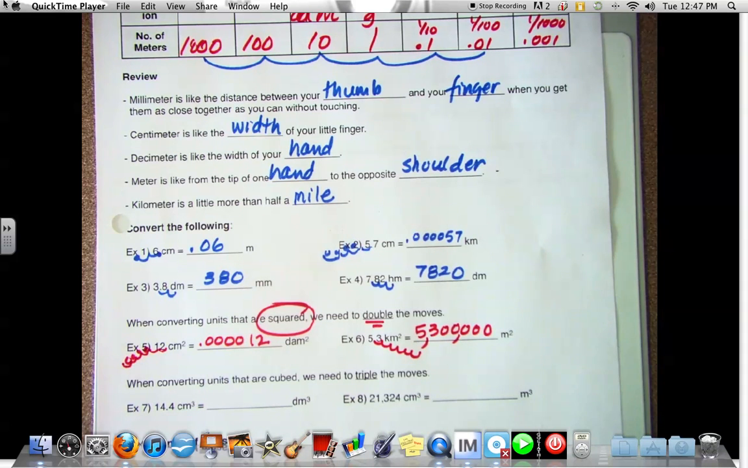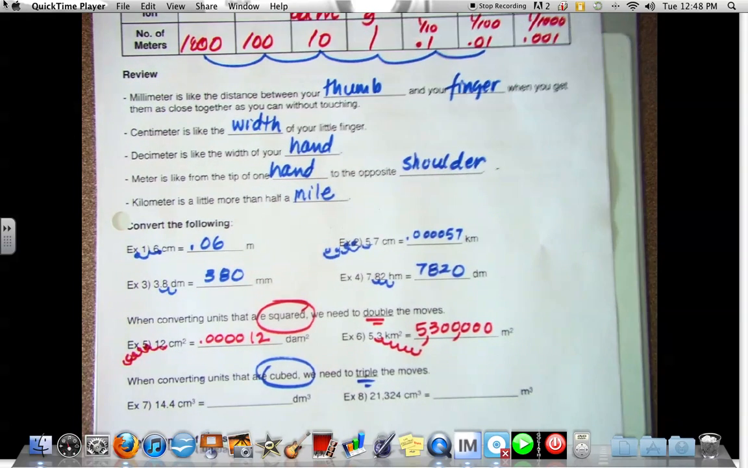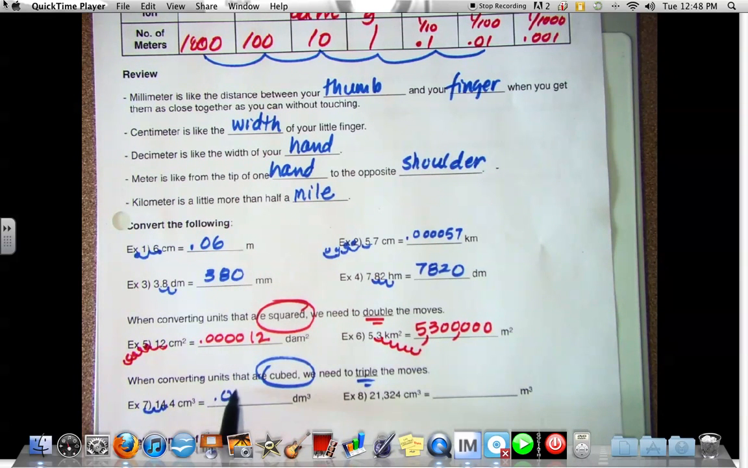When converting units that are cubed, we need to triple the moves. So we're going from centi to deci. So that means normally we would move how many? But because it's cubed, we're going to triple that, so that means we need to move how many? 3. And are we going to the left or to the right? So we go 1, 2, 3. So we have 0.0144 cubic decimeters.